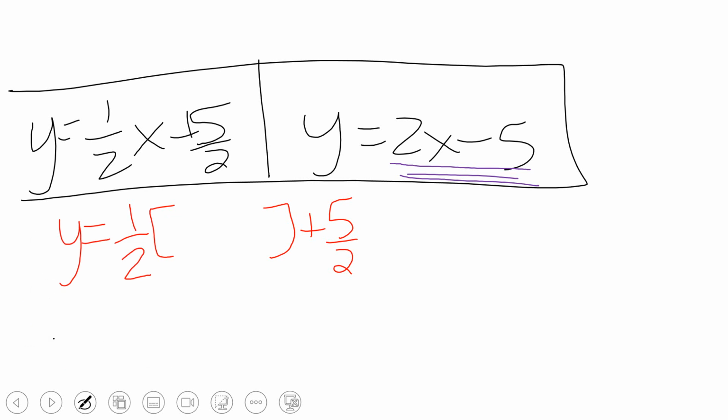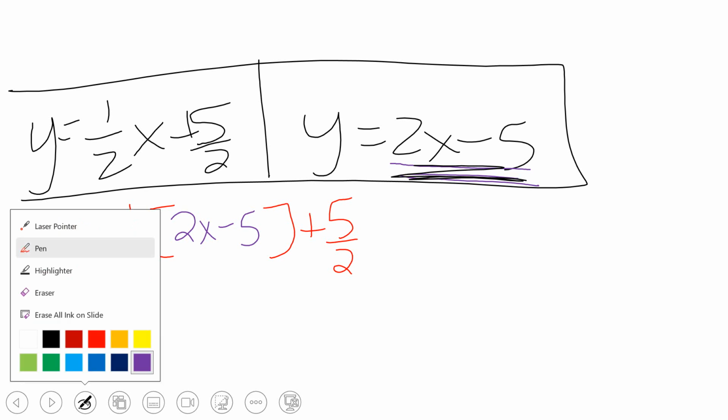All right, now back to this. So I'm going to go back to this piece right here, and I'm going to drop that into that space. So I'm going to write 2x minus 5. Okay, and now we're just going to work this out.